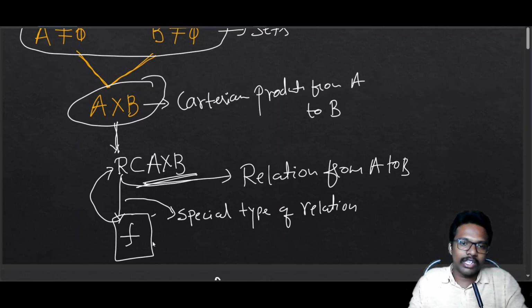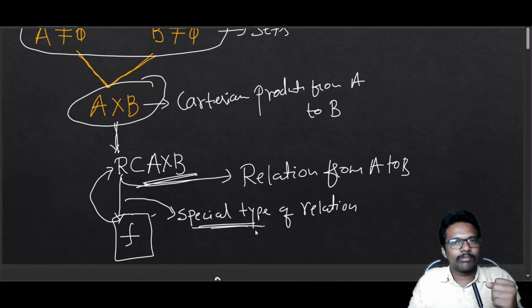So that relation has a special type here. Special type means it has some extra condition, it should satisfy some condition. So if a relation satisfies that condition, we can name that relation as a function. For our convenience, we change that special type of relation to a function. So now onwards we call that type of relation a function.